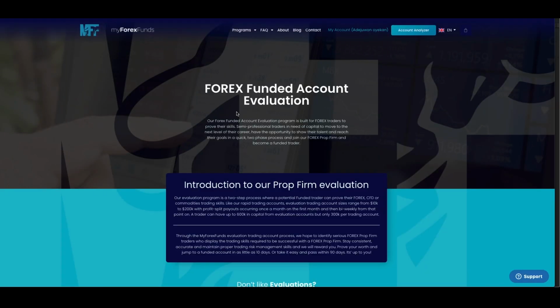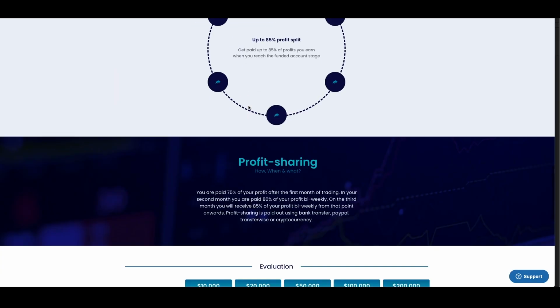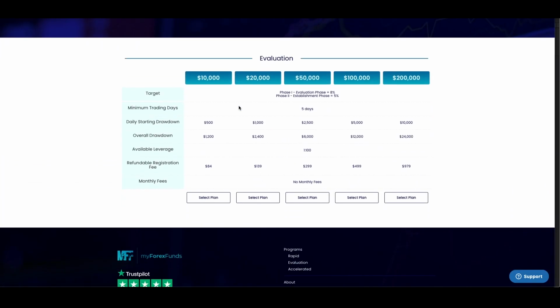Okay, so the first thing you want to do is go over to myforexfunds.com. You want to go over to the program section. You want to go over to evaluation, and then pick what account size you want. I decided to go for the 20K account here, which was $139. As you can see, that is from the thumbnail of this video.